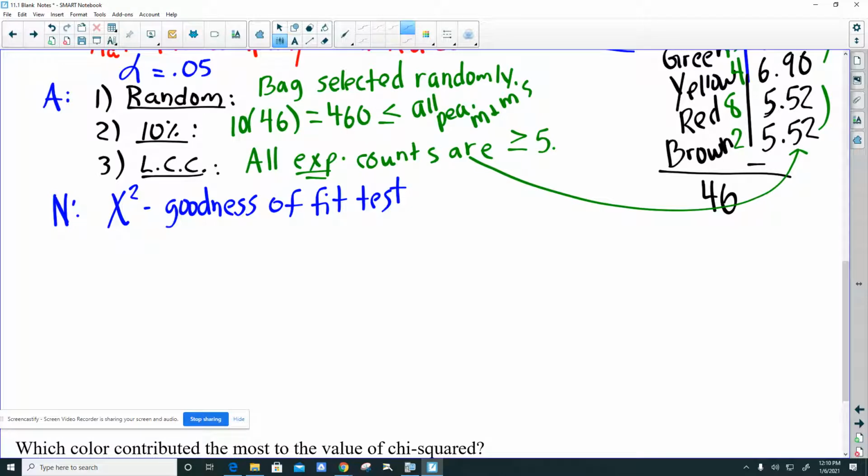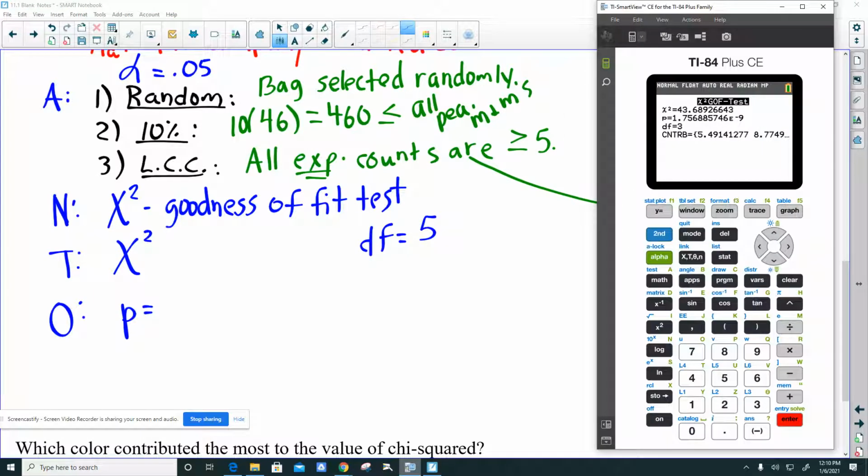Then we are ready to see if we can pull the value of chi-squared from the calculator. I'm going to need to put in degrees of freedom, and then also the p-value. Now, we have a lot more than just 4 categories here. There's 6 colors, so our degrees of freedom on this is going to be 5. Let's put our data into the calculator for this last one.